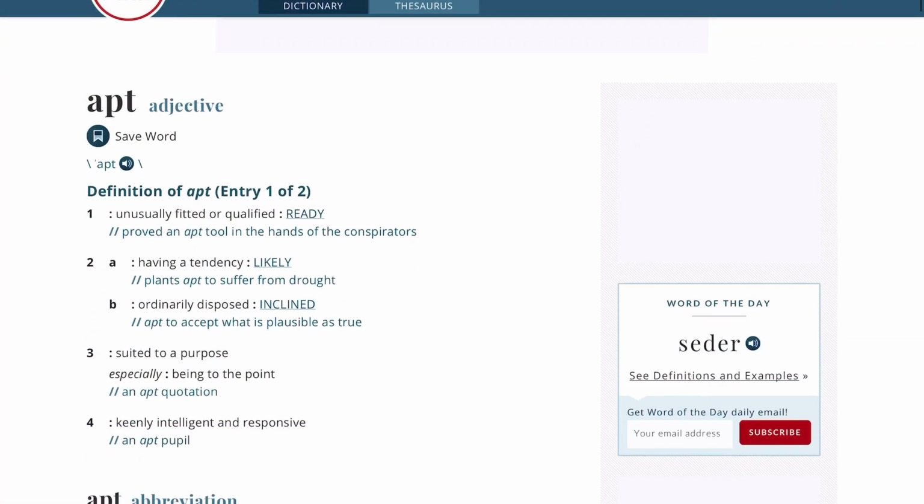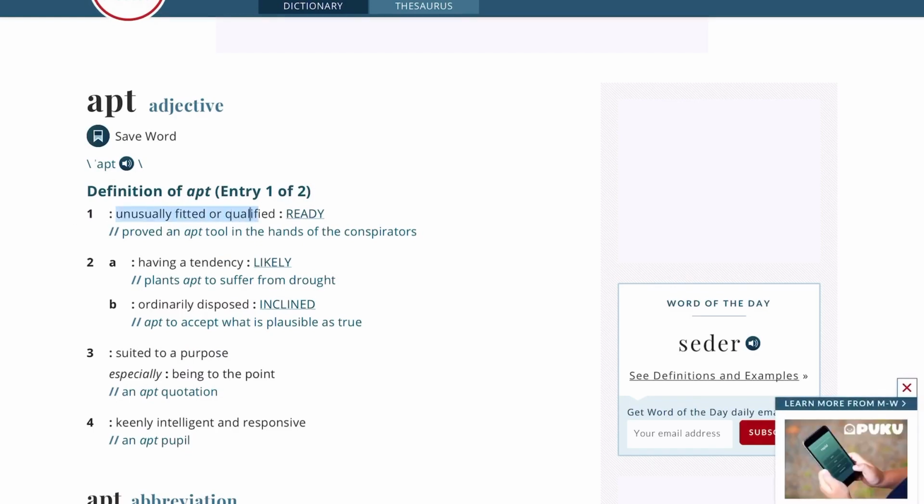Merriam-Webster actually does provide as sense one, unusually fitted or qualified, ready. And though I do understand this example sentence, "proved an apt tool in the hands of the conspirators," that does sound like contemporary English to me. This is not the sense that my English brain gives to me when I read "apt to teach."